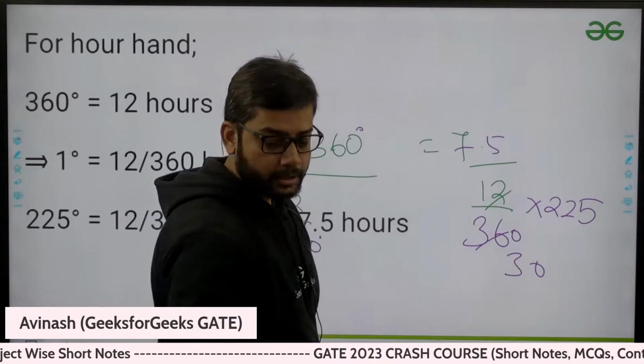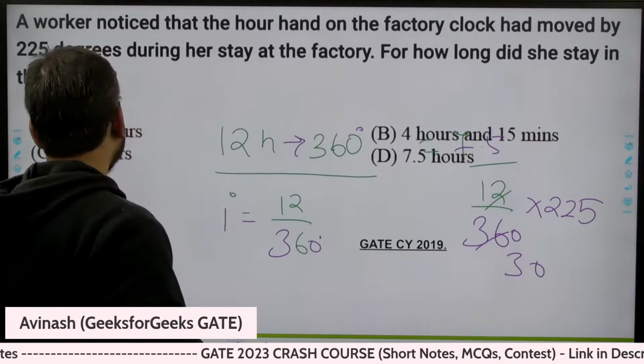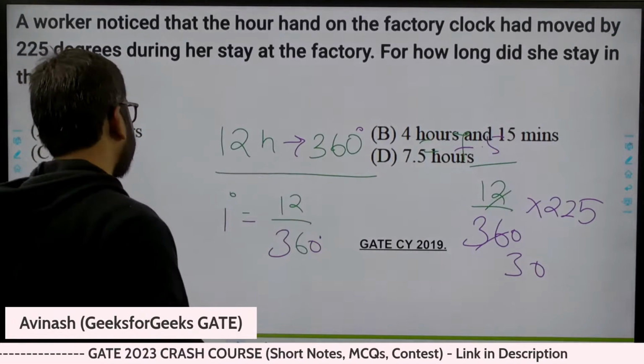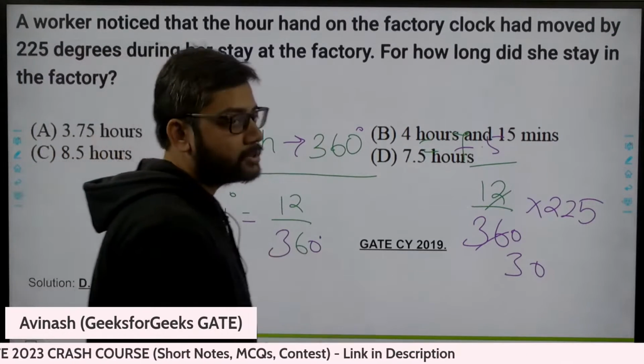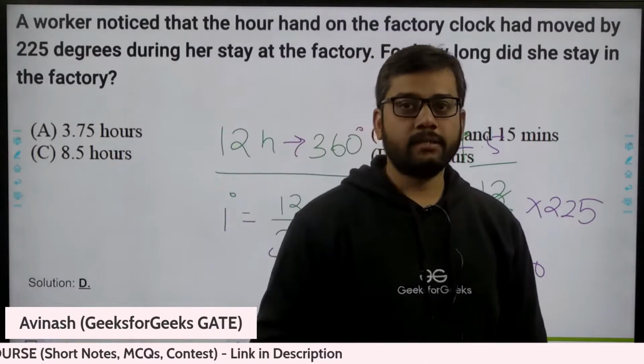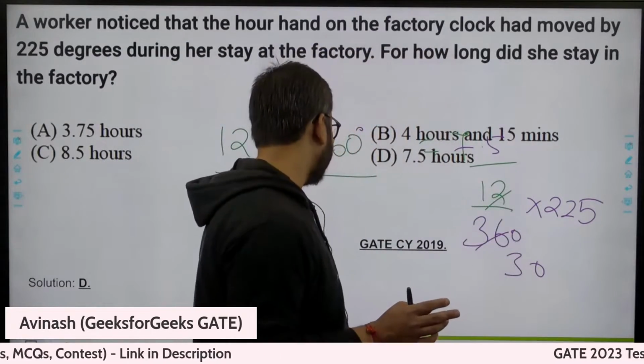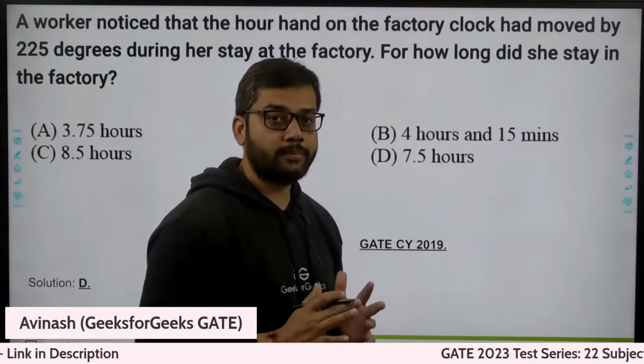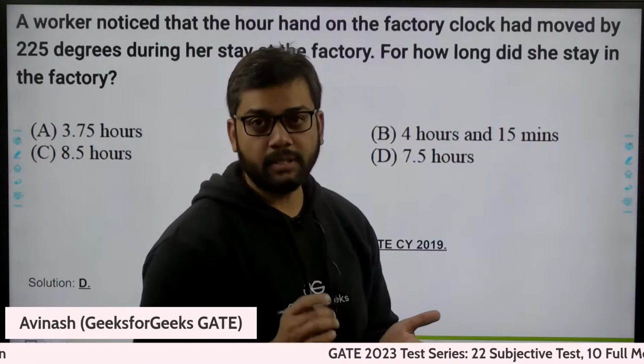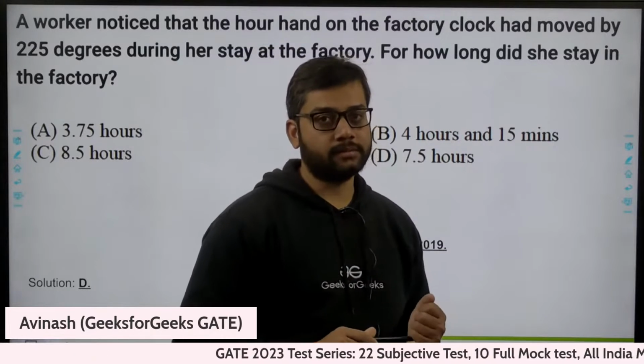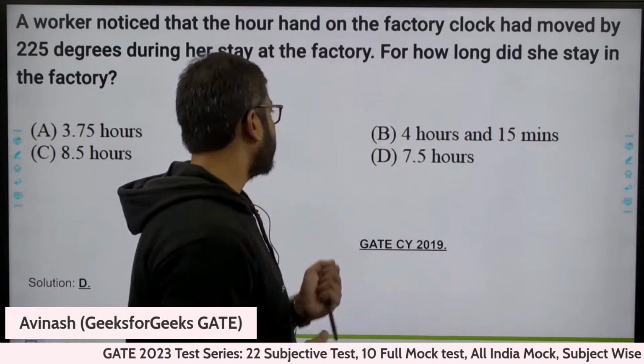7.5. So the answer will be 7.5. Option D is the correct option. It was a GATE CY 2019 question. If anyone is thinking I have applied any specific formula, this is not that. It's a simple arithmetic procedure for how we solve this.